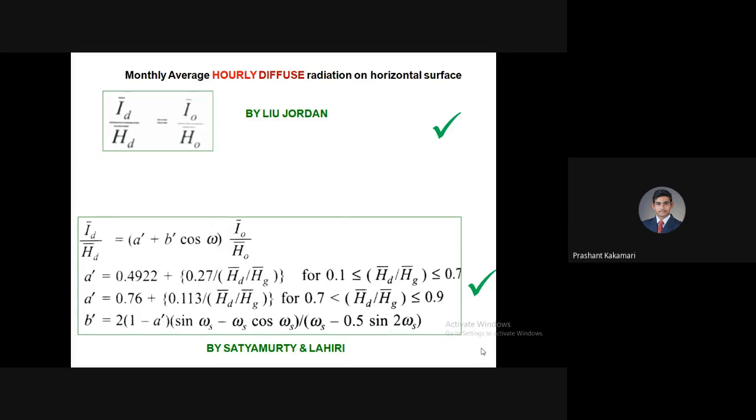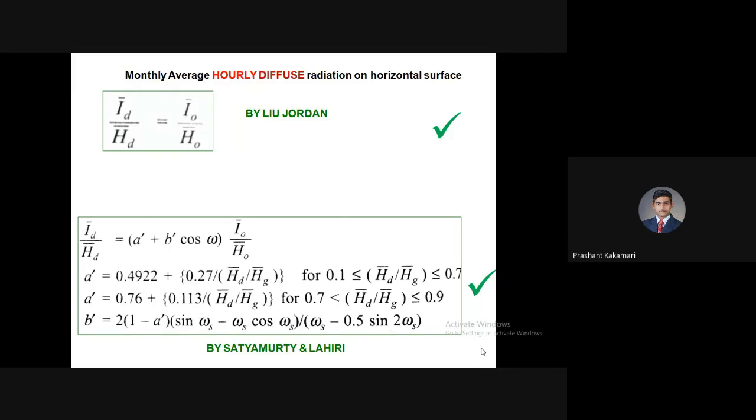So A dash, as per these scientists, depends on the ratio of the daily diffuse radiation average for a given month with respect to the monthly average global radiations, Hd bar by Hg bar, which we need to find out first for this relation. Once you find out, based on the value of Hd bar by Hg bar, if it is 0.1 to 0.7, go for the first relation. A dash can be written as 0.5 plus 0.27 divided by Hd bar by Hg bar. So that Hd bar by Hg bar value should be between 0.1 to 0.7. Or if it is more than 0.7 and up to 0.9, you can go by the second equation for constant A, that is 0.76 plus into bracket 0.113 divided by Hd bar by Hg bar. B dash will be the same for all values of the Hd bar by Hg bar ratio.